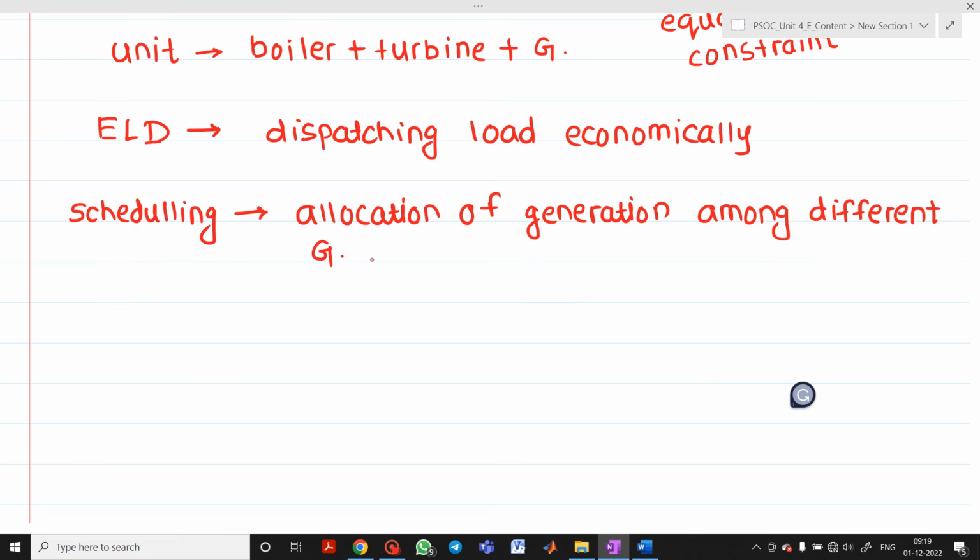So let's say I'll give you a very simple example. Suppose I have, this is generator 1. Now if you see, this is a transmission line, and this will be generator 2.